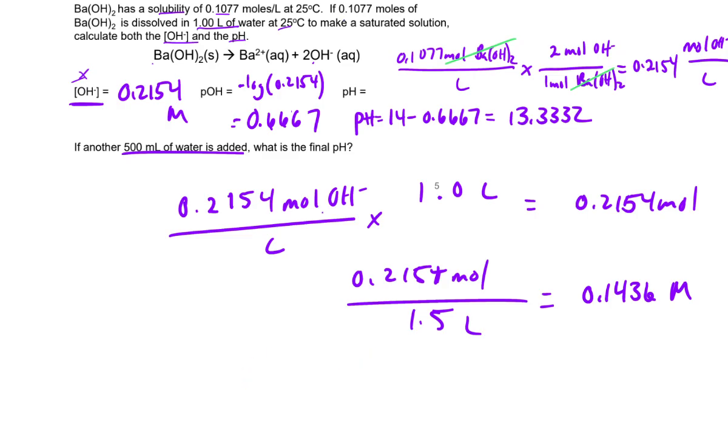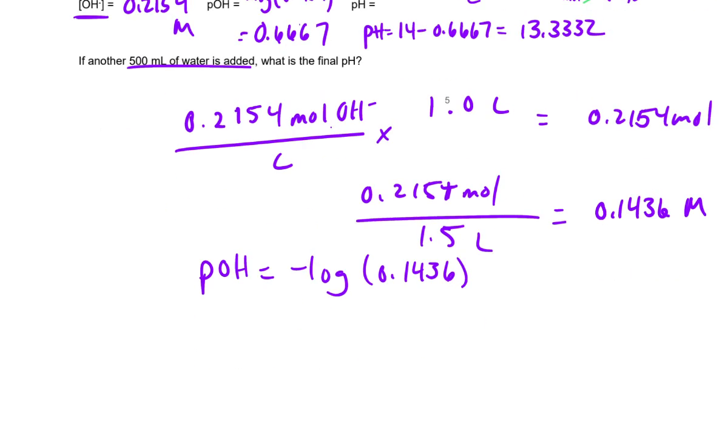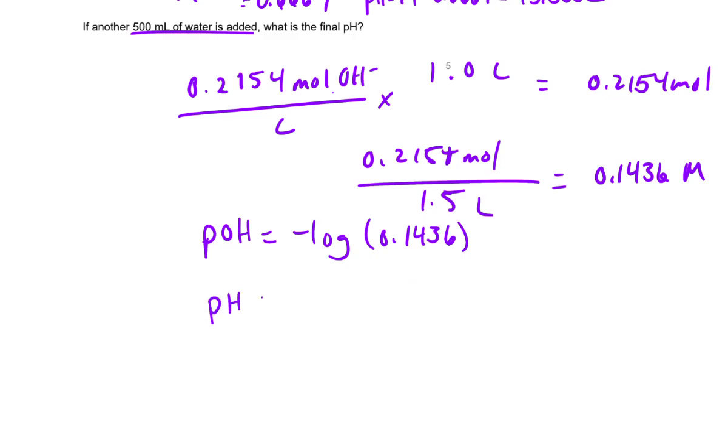This way you can find the pOH, what I didn't write down, minus the log of 0.1436. pH equals 14 minus the log. And I get 13.1572.